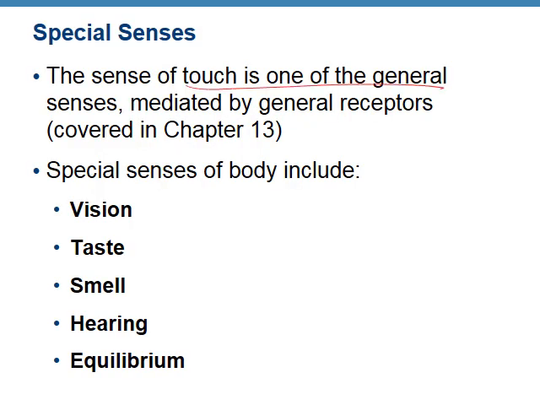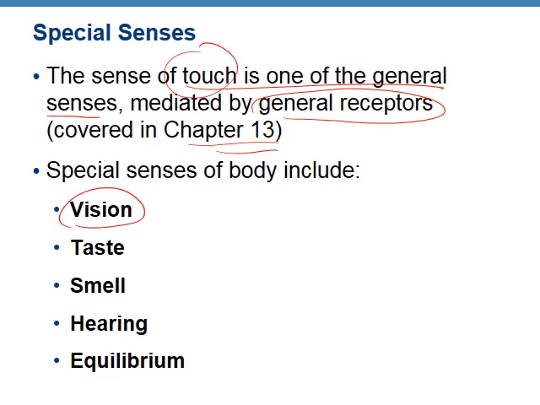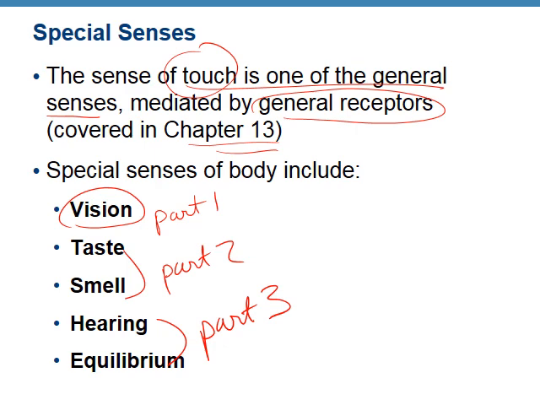So touch is one of the general senses. It's mediated by general receptors. We covered this in chapter 13 already, so I'm going to kind of skip through the touch part. We're going to talk about vision in part 1. These two are going to be part 2, and these two we're going to talk about in part 3.